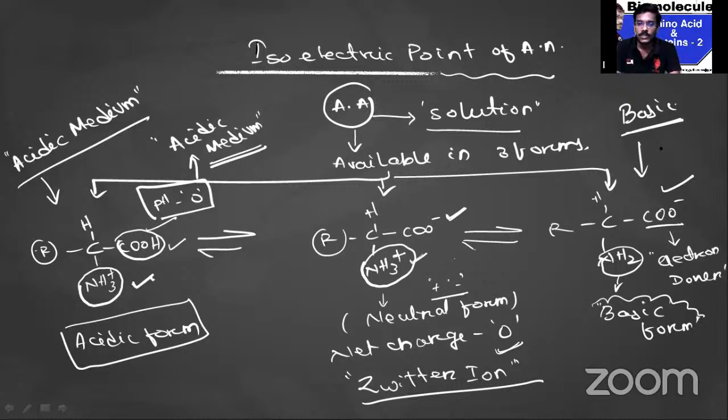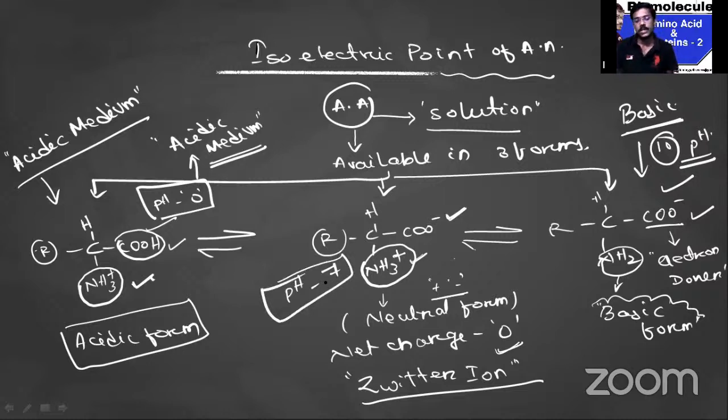But when we put this in the basic medium, let's put them at pH 10. At pH 10, it will be dominated by the basic form. At pH 0, it will be dominated by the acidic form. But when we put this amino acid at pH 7, that is the neutral pH, the amount of positive and negative charge will become the same, or there will be formation of the zwitterion.